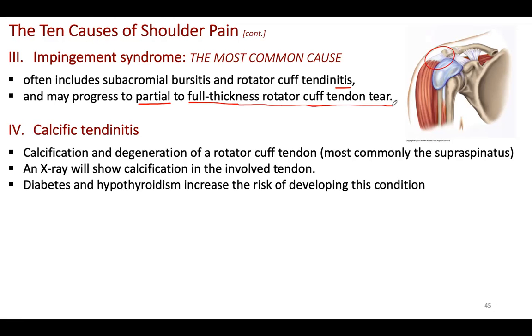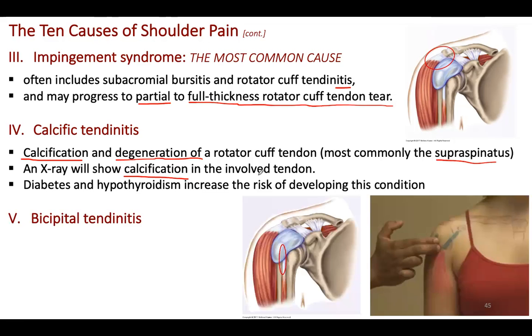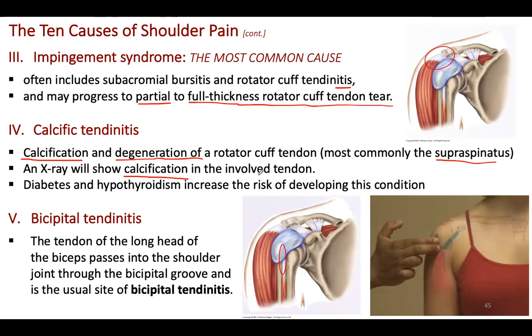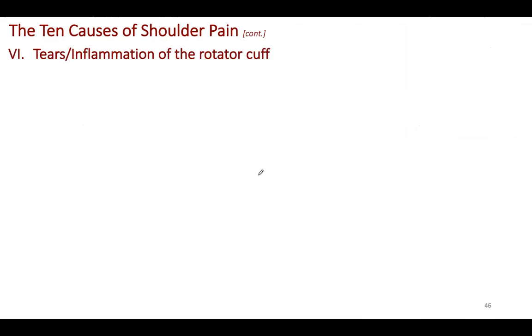Calcific tendinitis. Sometimes you get calcification and degeneration of a rotator cuff tendon, most commonly supraspinatus. And the X-ray will often show calcification in the involved tendon. Calcification appears as a dense white part in the X-ray. Bicipital tendinitis, you get tenderness here over the bicipital tendon, and it's very common. And cause number 6, tears or inflammation of the rotator cuff.